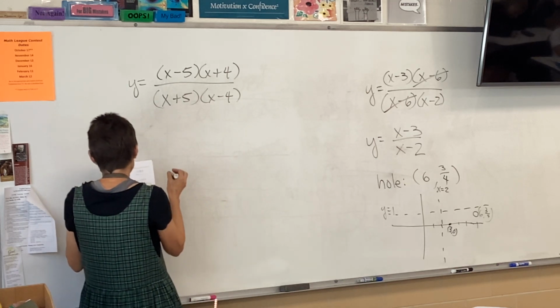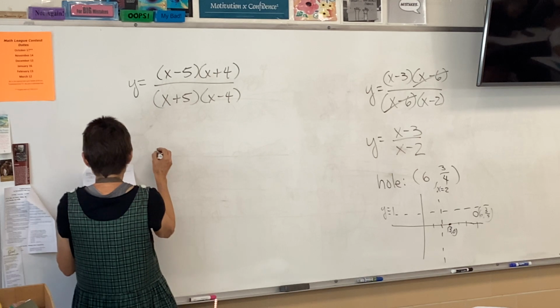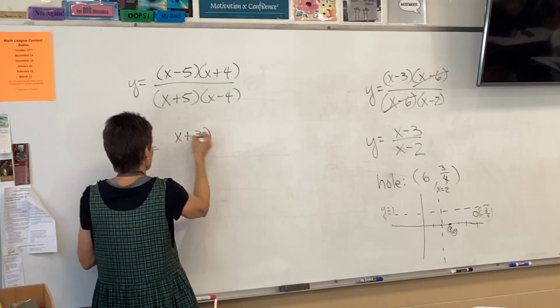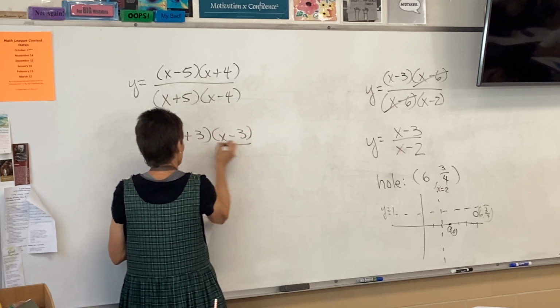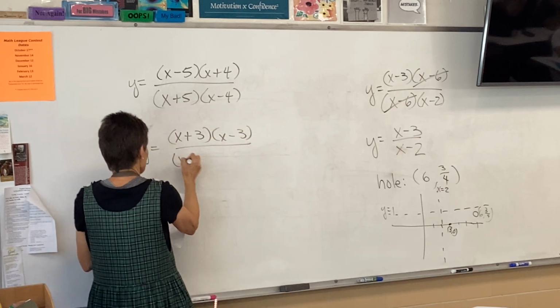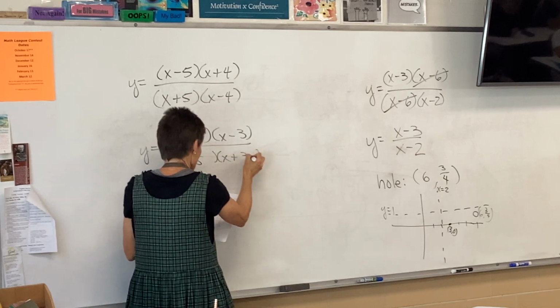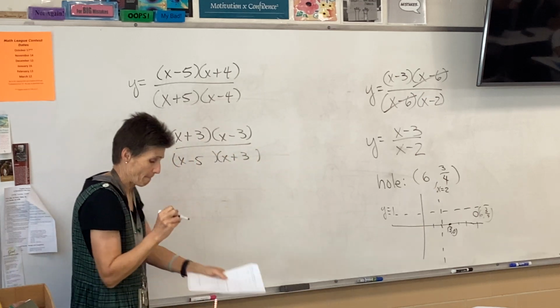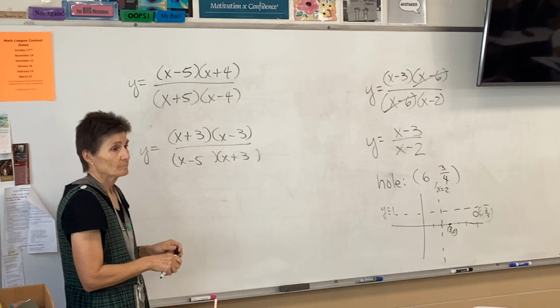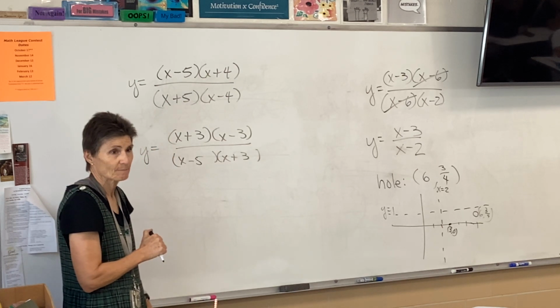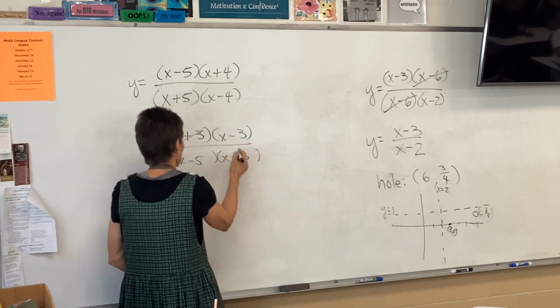All right, for number 5. Let's factor it. What do we got? x plus 3, x minus 3, and x minus 5, x plus 3. Make sure I did that right. Uh-oh, see why we factor? What happens? We're going to have a hole in our picture.